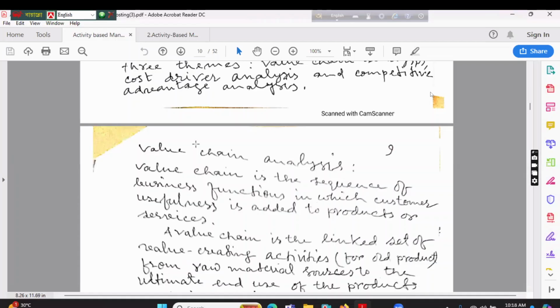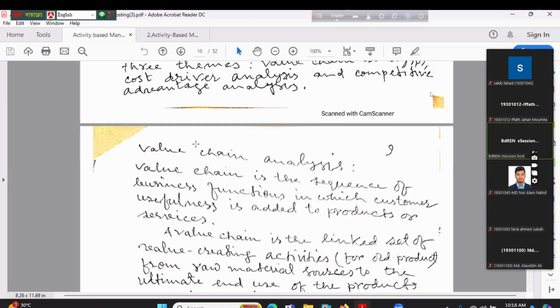Research and development, product and process design, production or manufacturing, marketing, distribution, customer service. This is the sequence. Research and development.